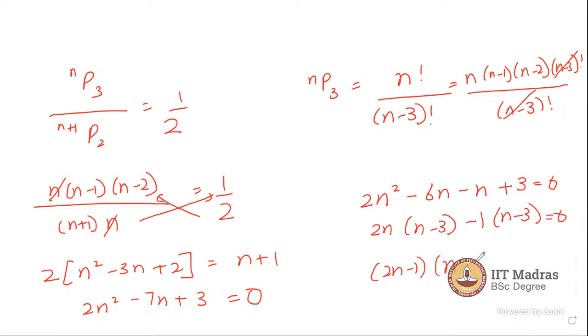2n minus 1 and minus 3. So, n equal to 3 comma 1, right? Yes. So n is a natural number, so 3 is the answer. Yeah. Four, so check, this is not in doubt.